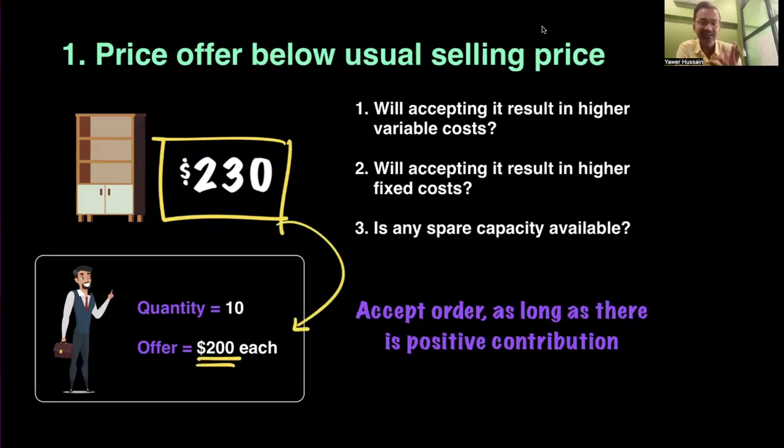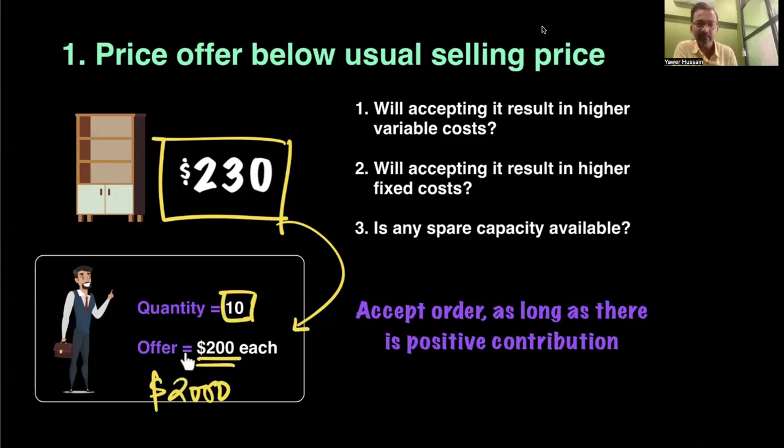But he makes the deal a little bit sweeter. He says 200, but I'll buy 10. So in a way, we're able to make $2,000 right away from this deal. So the question becomes, do I just sell one at 230 and hold on to that profit? Or do I sell 10 but at a lower price and make 2,000?